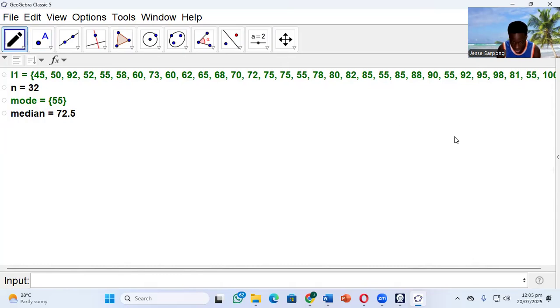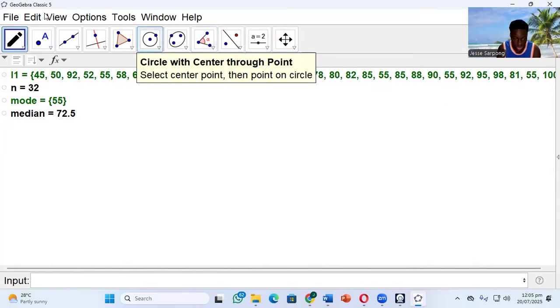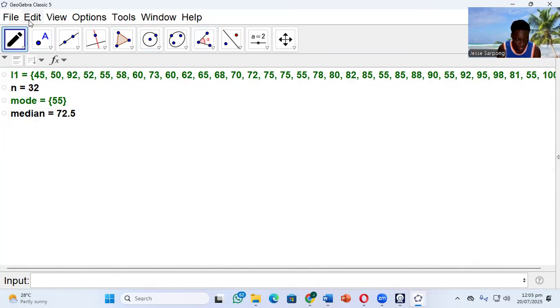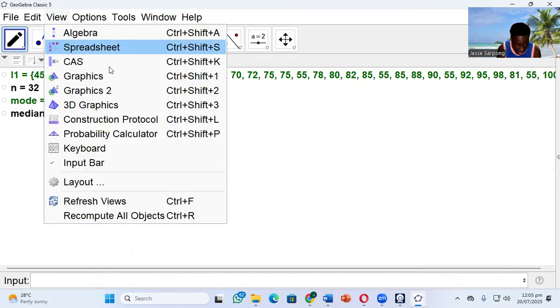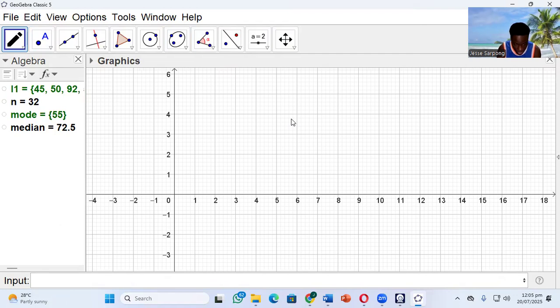Sorry, I want to write something. Let's highlight it in the graphics view. Right. A minute. Hang on, let's highlight it in the graphics view.